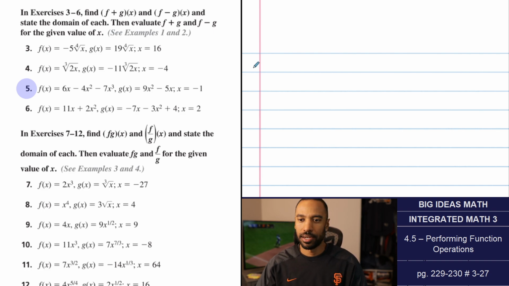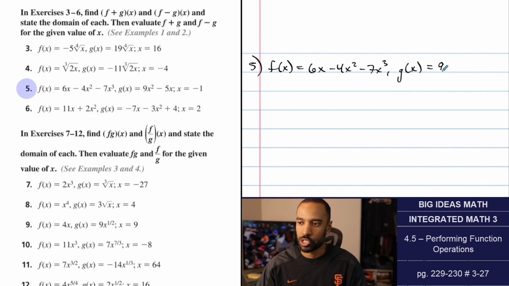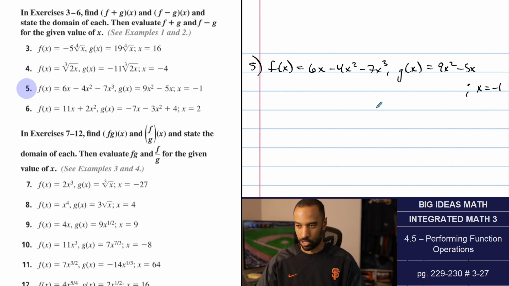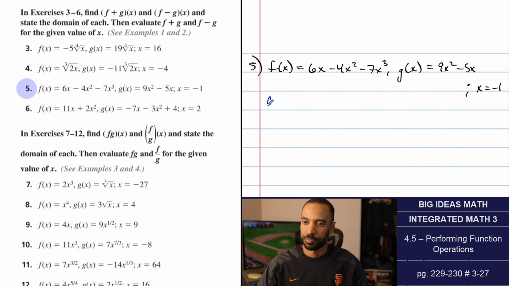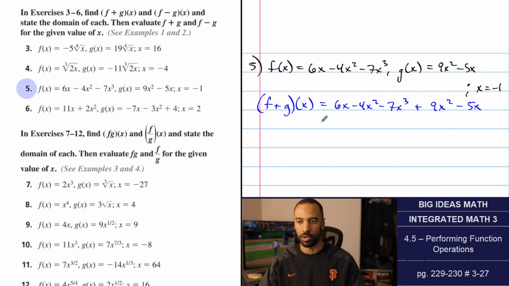Number 5. I'll write it exactly as it's written to begin with, but it's not in standard form. F of x equals 6x minus 4x squared minus 7x cubed, but the leading term's negative. G of x equals 9x squared minus 5x, and x equals negative 1. That's our substitution. Let's start with f plus g of x. F plus g of x is f of x plus g of x, so we're going to be doing this plus this. And I don't need parentheses for something that's just addition. It's just going to straight up add these two.